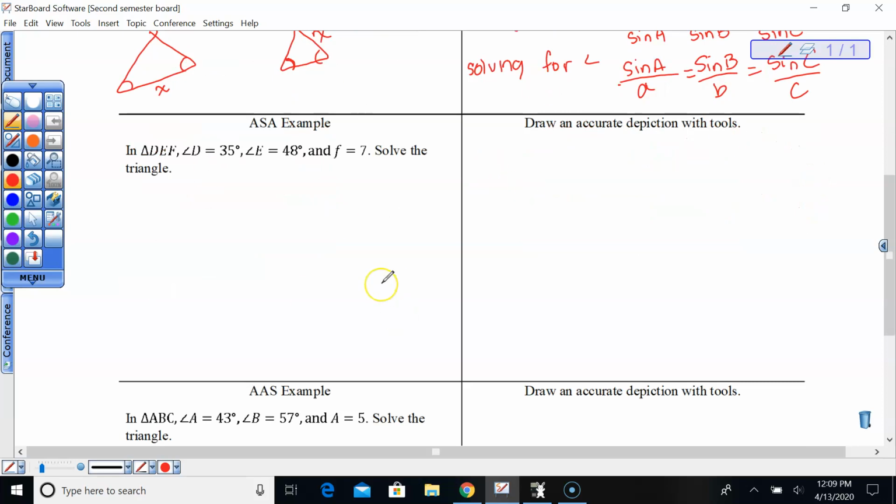And what we're going to do here is I'm giving you two options when you're doing your assignment today. I'm giving you 8 problems.